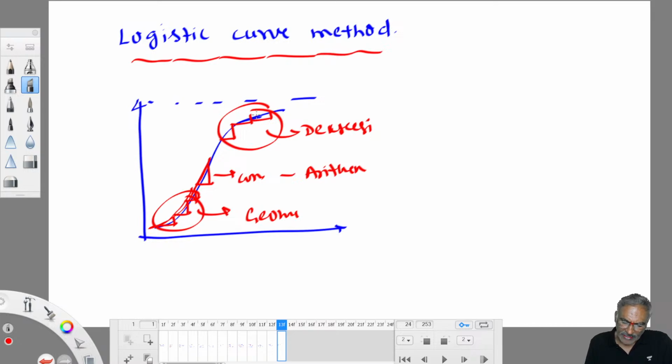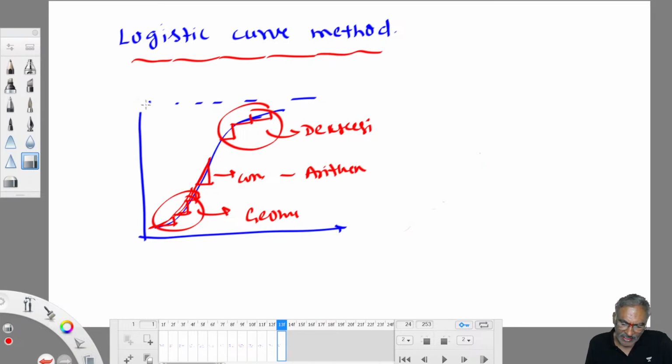Incremental increase, sometimes you get this kind of slope, sometimes you get this kind of slope. Sometimes it increases, sometimes it decreases. Confusing trend is there, we use that method. Okay. So none of the methods represents a complete logistic curve. Only a portion of the logistic curve.